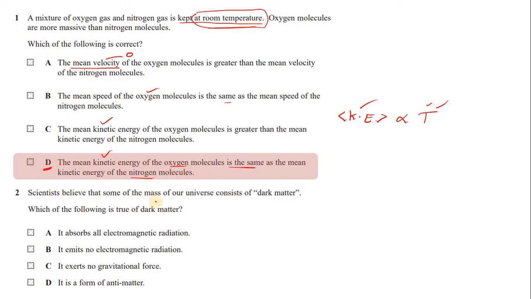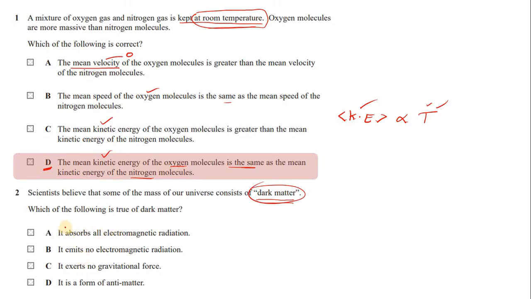Scientists believe the sum of the mass of our universe consists of dark matter. A typical question about the property of dark matter. Remember, dark matter is something that we don't know anything about. The reason is we cannot detect dark matter. In space, we can detect objects through radiation, whether radiation is absorbed by something or emitted by something. Due to absorbed or emitted radiation, objects are detected in deep space.